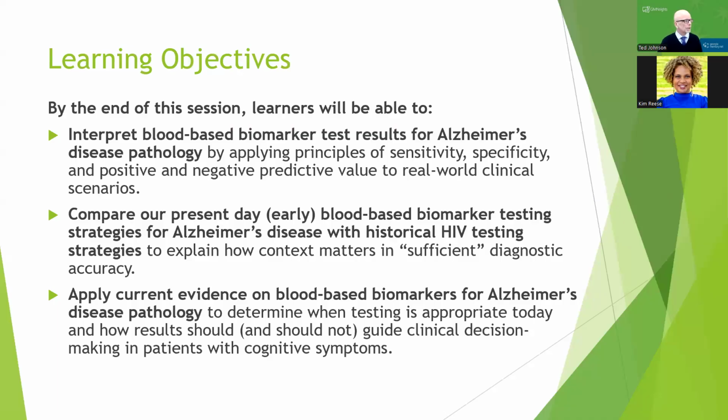So these are the things that we said that we would go over today. We talked about interpreting blood-based biomarker tests in Alzheimer's disease pathology by going over sensitivity, specificity, and positive and negative predictive values. We talked about a use case of HIV testing, one that was very useful for public health, and one that ended up wasting a lot of money and finding 8 people out of 70,000 tested, and we looked at how we might best use these tests in the future.